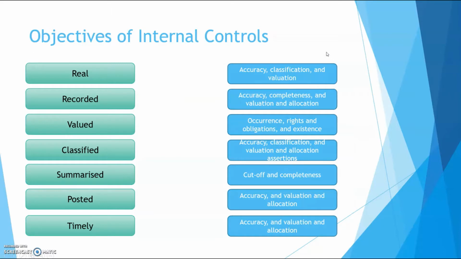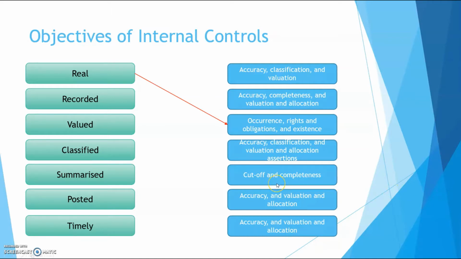Okay. So as I explained, we've got the objectives of internal controls and the assertions they help us cover off. So what assertions does real cover off on? Have you got a guess at home? So real. This is occurrence, which I indicated when I was explaining this one. Rights and obligations and existence.